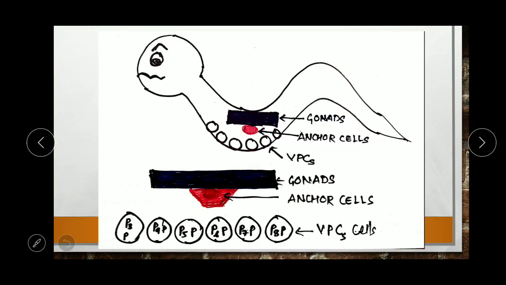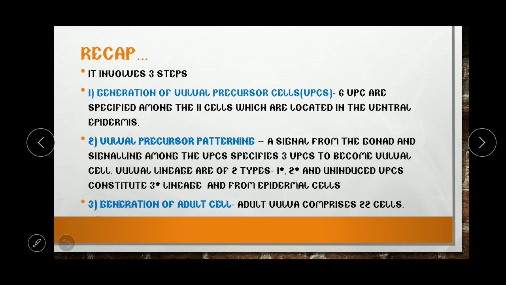So we have already discussed this diagram in our first video. You can see here the position of the gonad, represented in black, the position of the anchor cell in red, and you can see the 6 VPCs, which are spherical in outline. Then this is the enlarged part of the first one. So you can see the gonads, the anchor cell, and the VPCs, that is, the vulval precursor cells. We will recapitulate what we have learned in the first video.